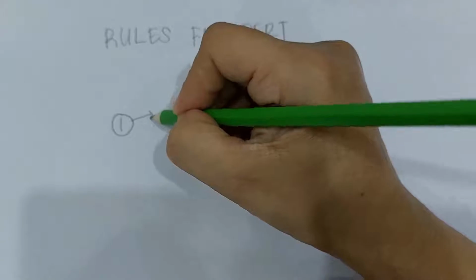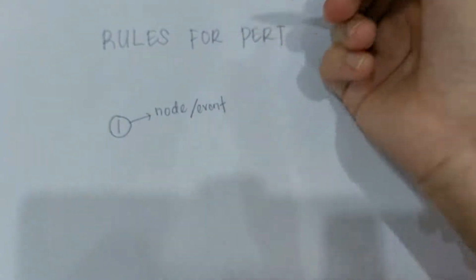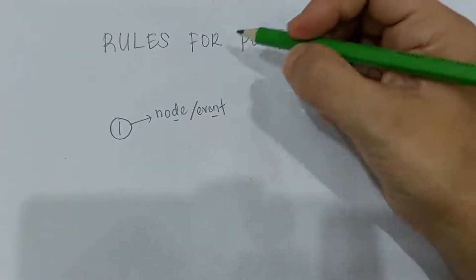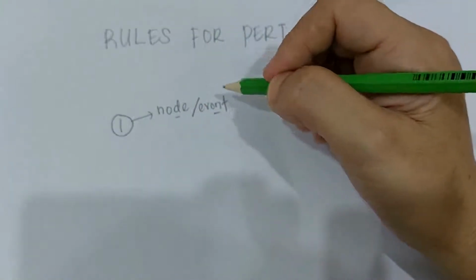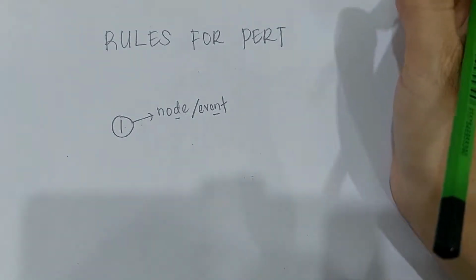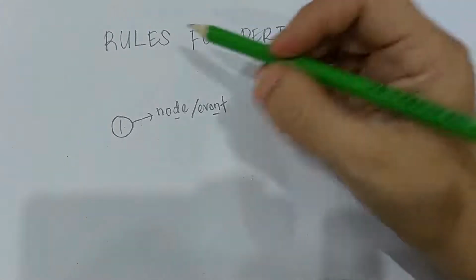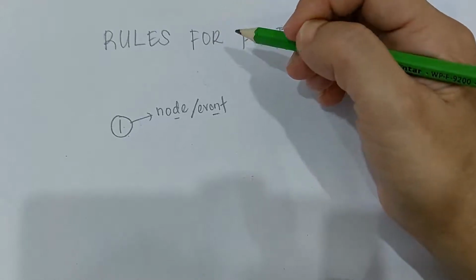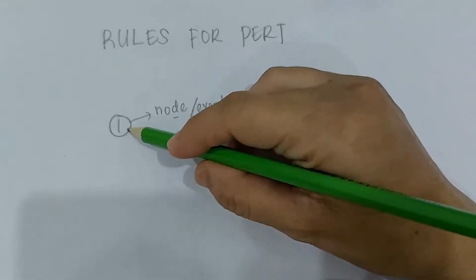This is called a node or event. I will be using these two words along the way, nodes or events. This node or event shows a sequence of operation, the order for carrying out tasks to complete the project, in the form of a number. Number 1 means sequence number 1, then 2, 3, 4 show the second sequence, third sequence, and so on.